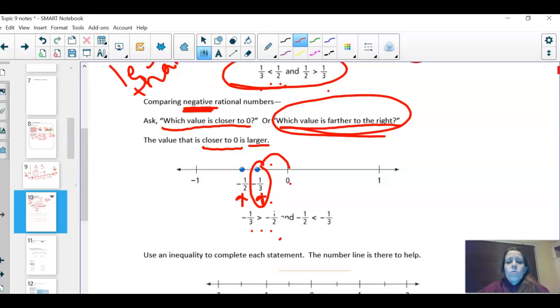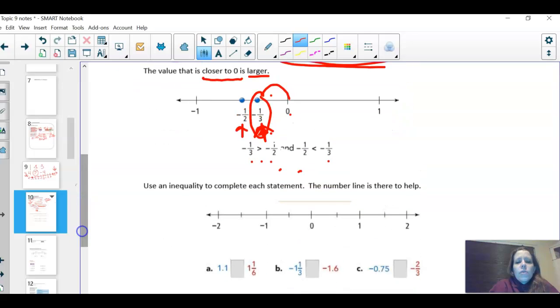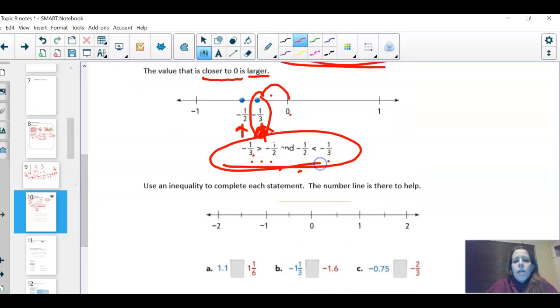Or I can ask which value is on the right. O yo puedo pedir cuál valor es a la derecha. En este caso, 1/3 es a la derecha. In this case, negative 1/3 is on the right. So negative 1/3 is bigger than negative 1/2. And then all we do is we just put in the inequality. In both of these cases, we drew it for you. You can also estimate where something is. Okay, and I'm going to show you this next.